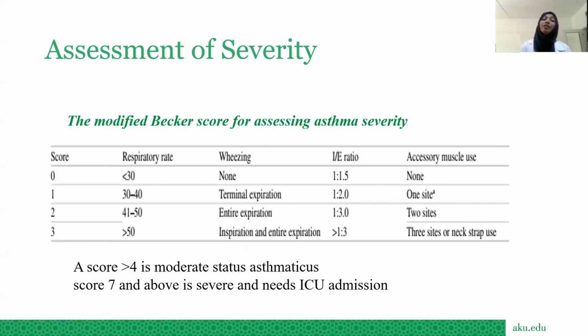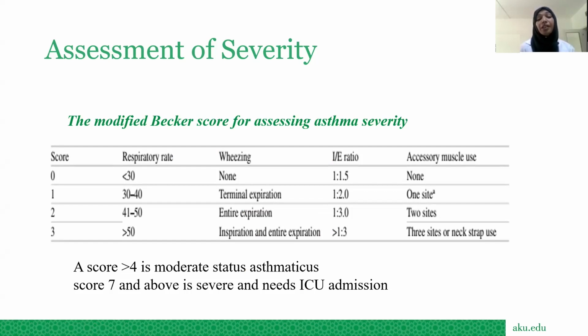How can we assess the severity of asthma in the emergency department? There are different scores to assess the severity of asthma. One of them is the modified Becker score. This uses 4 parameters. One is respiratory rate, second is wheezing, third is IE ratio, and the fourth one is accessory muscles. If the respiratory rate is less than 30, there is no wheezing and there is no use of accessory muscles, it means your patient is stable at present.